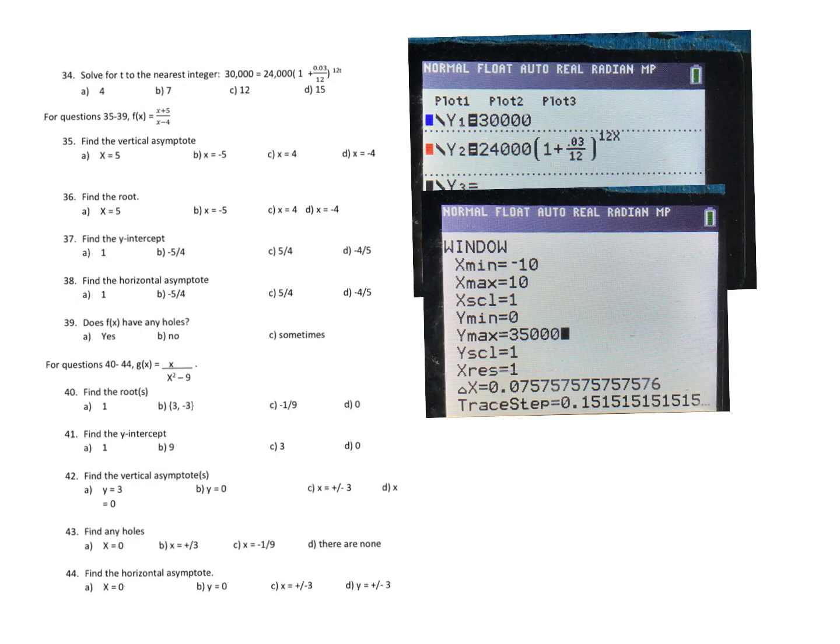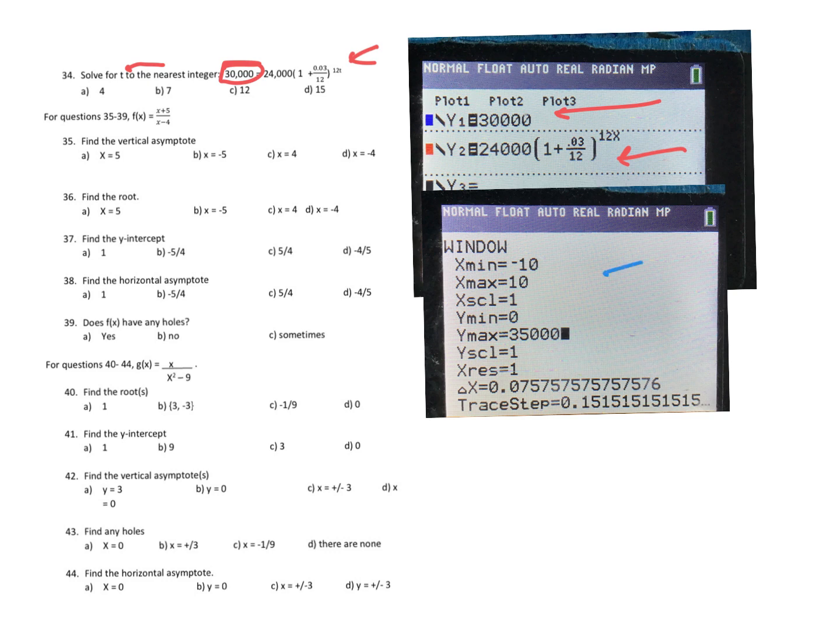For problem 34, we're solving for time in our equation. We're solving for t, and the way we solve for a variable graphically is we enter one side of the equation into y1, we enter the other side of the equation into y2, and then we look for the point of intersection.